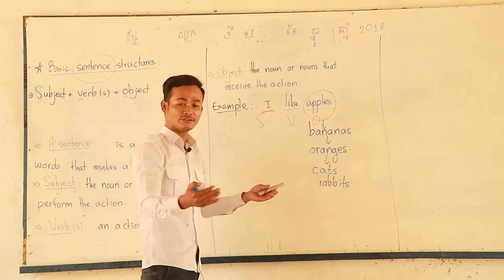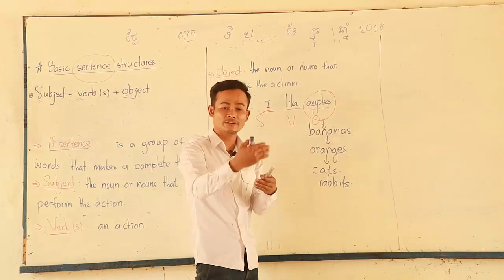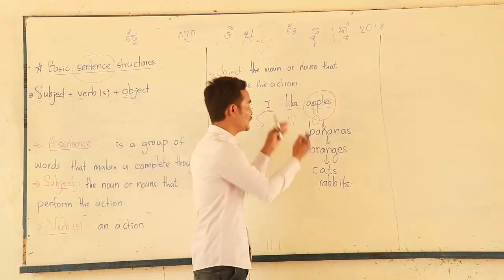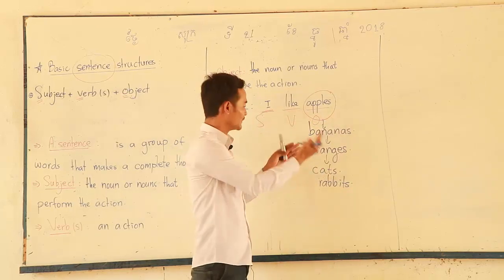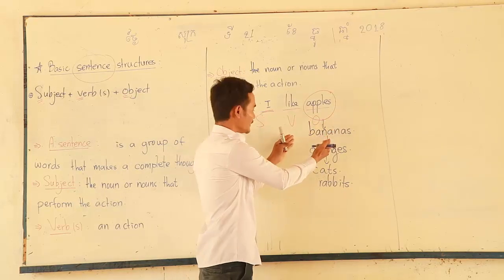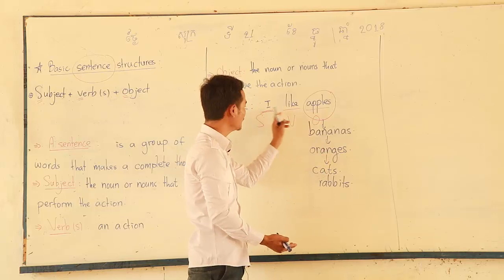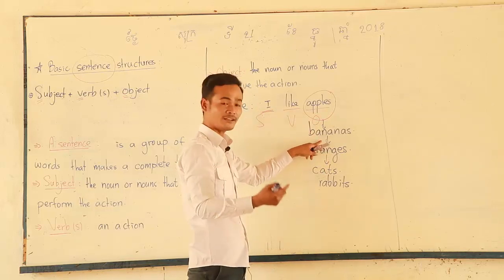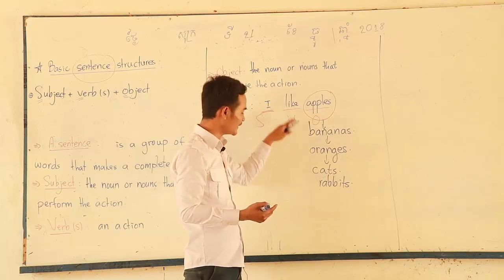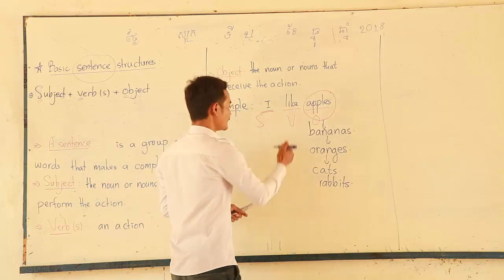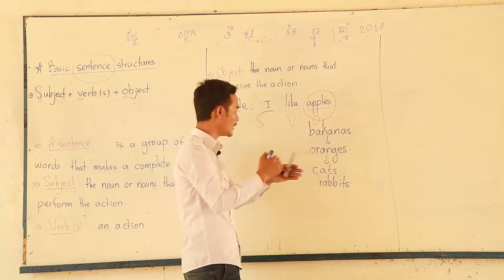Here, you can change the object, and then you can make many sentences by changing the objects. So we can create a new sentence, a new idea, a new object, by changing the object into different words. For example, bananas: I like bananas, one sentence. Okay, I like oranges. I like cats. I like rabbits. Okay, so now I hope you understand how to change the object to get new ideas of the object.